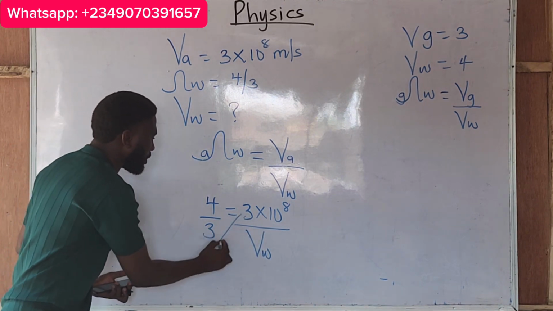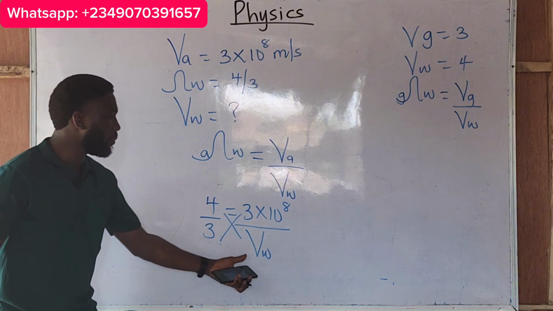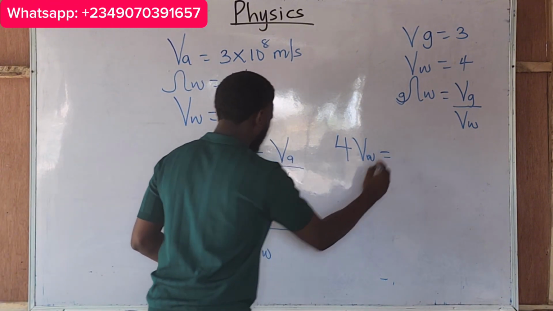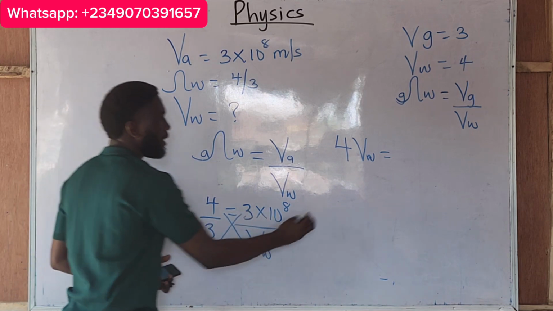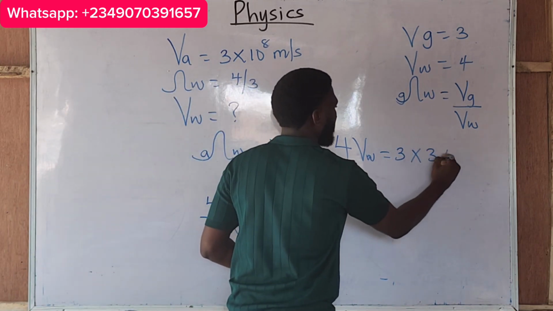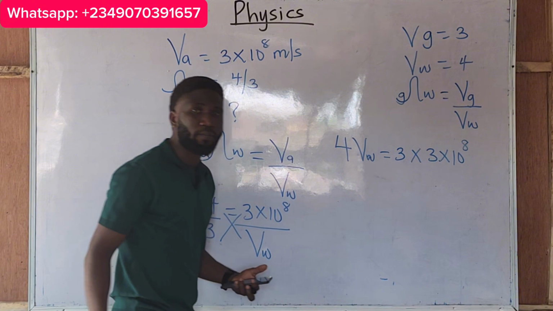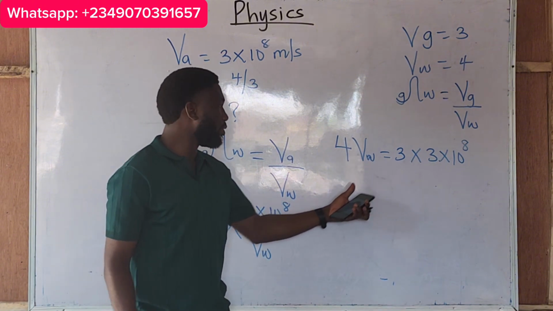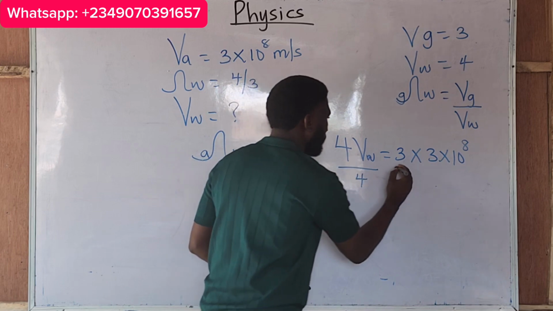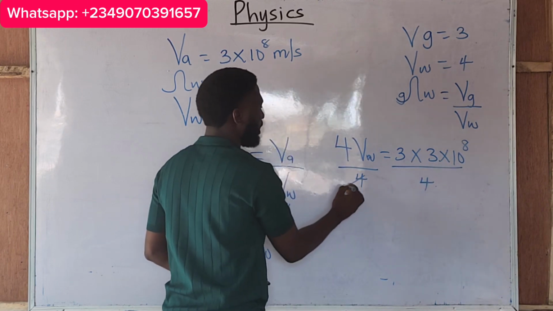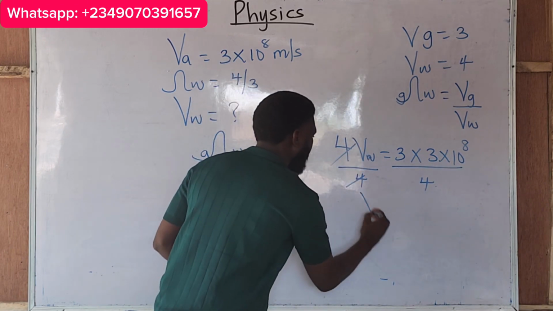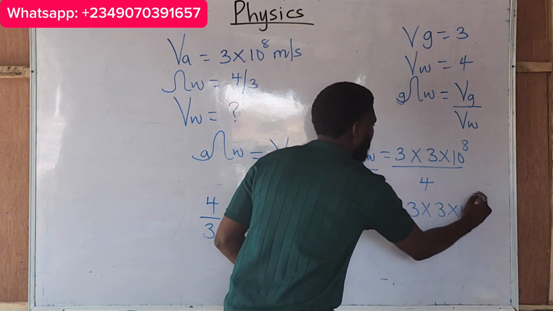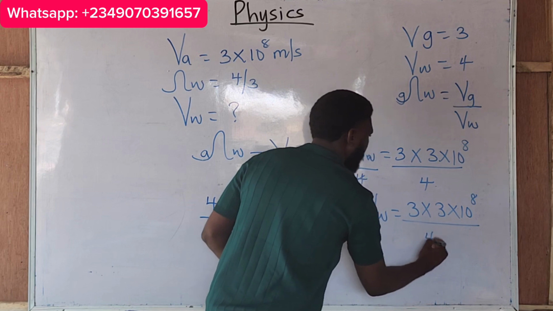So if we decide to cross multiply, 4 multiplied by VW gives us 4VW. Then 3 multiplied by this, that is 3 multiplied by 3 times 10 raised to power 8. So we are looking for the speed of light in water, which is VW. So divide both sides by 4. So 4 here, we cancel this 4. We are left with VW equals 3 multiplied by 3 times 10 raised to power 8 over 4.